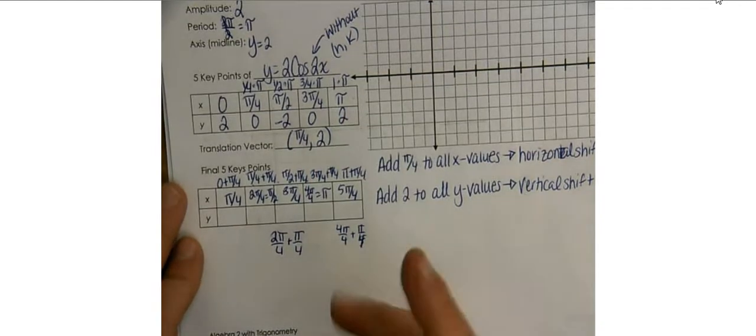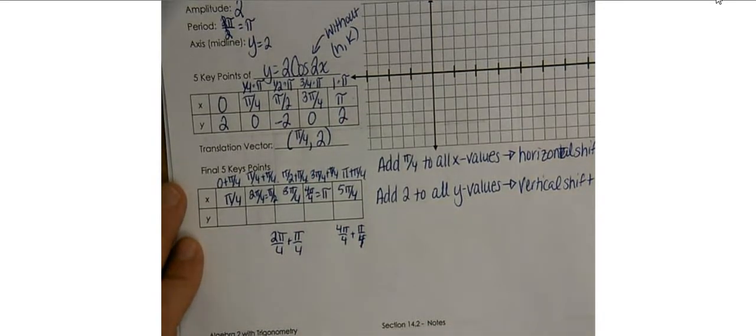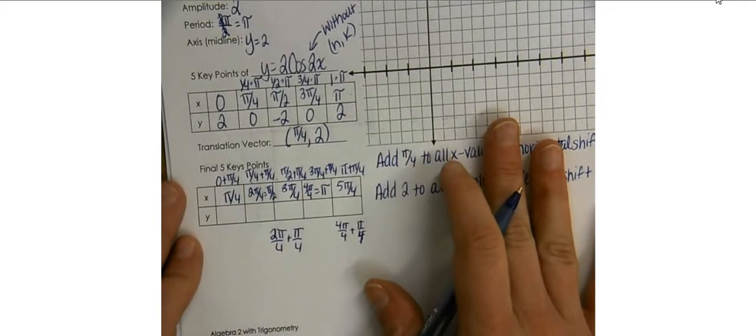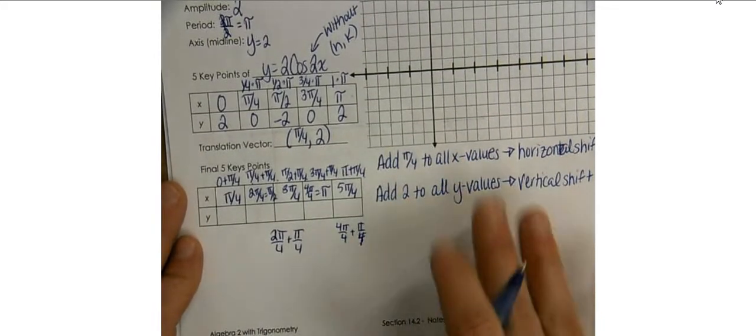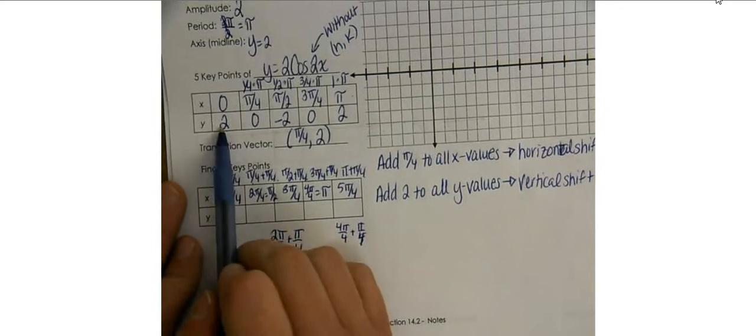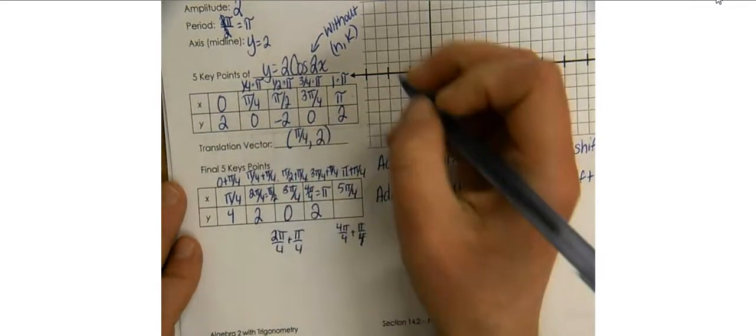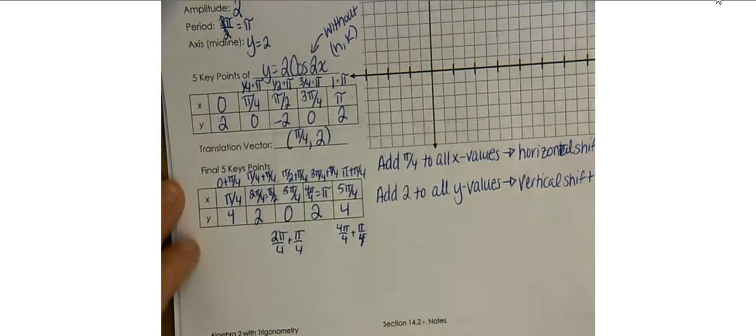There does exist a shortcut in your calculator, and you're more than welcome to use that shortcut, but that is essentially how you come up with all of your x values. Your y values are going to be a little bit easier. I'm simply going to add 2 to all of my y values. 2 plus 2 is 4. 0 plus 2 is 2. Negative 2 plus 2 is 0. 0 plus 2 is 2, and 2 plus 2 is 4. These are the ordered pairs that we are going to graph.